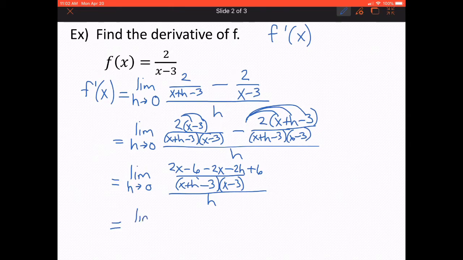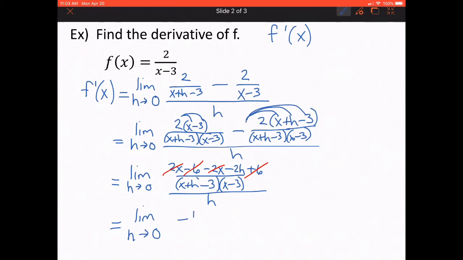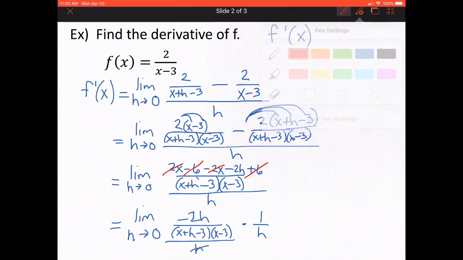All right, so the limit as h approaches 0, and if I can maybe do a little canceling, 2x minus 2x cancels, negative 6 plus 6 cancels. So we are left with negative 2h over x plus h minus 3 times x minus 3 all over h. And now, since we have one fraction in the numerator, I'm going to multiply by the reciprocal for division. So times 1 over h instead of dividing by h. And we cancel the h's.